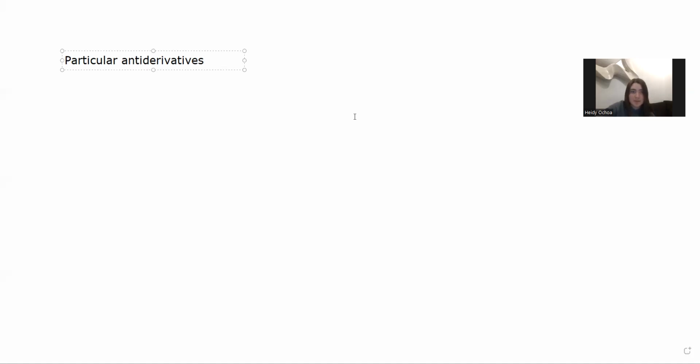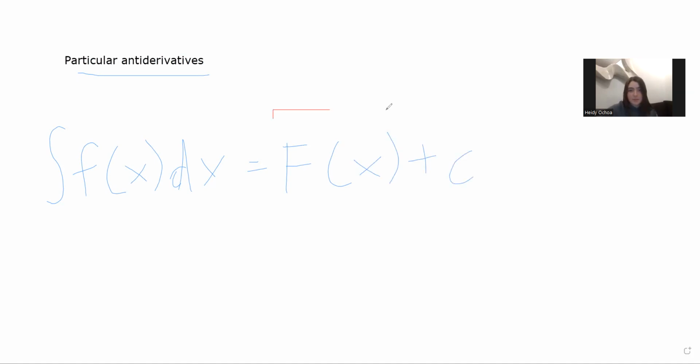In this type of particular antiderivatives, we'll need to know this function: the integral of f of x dx equals capital F of x plus c, where this part of the function is our general antiderivative, and this part as well represents the family of functions. And lastly, this plus c right here.